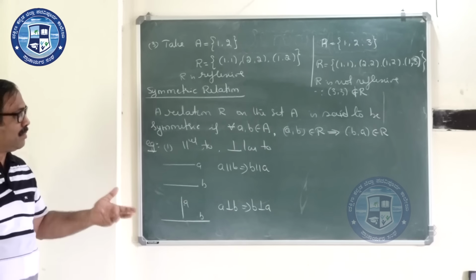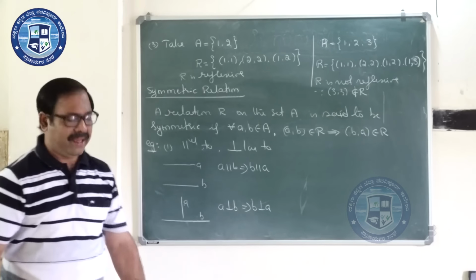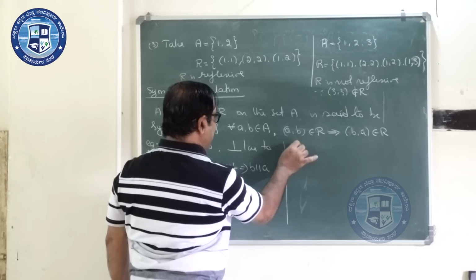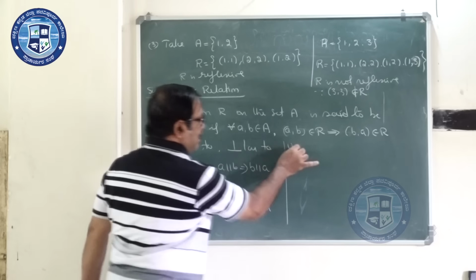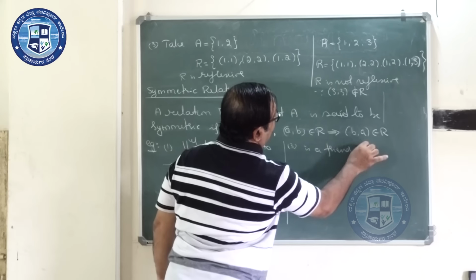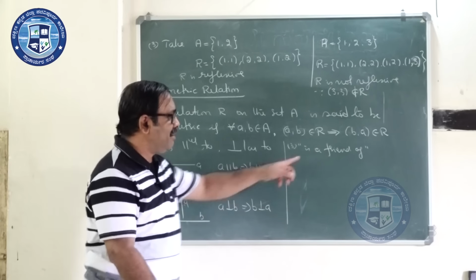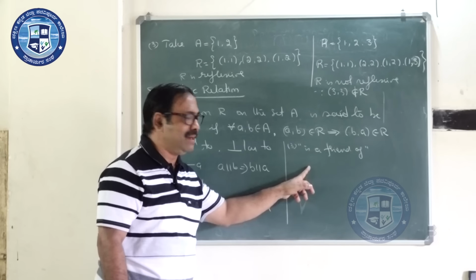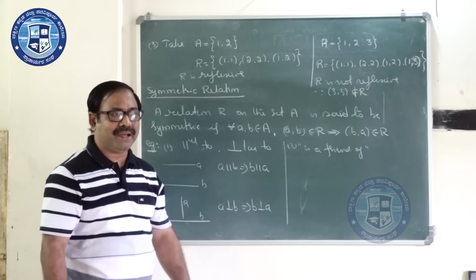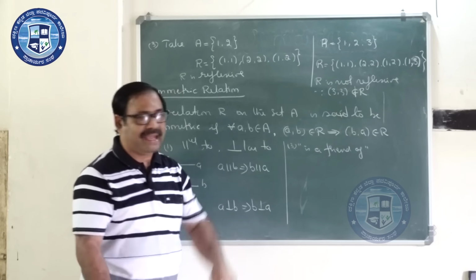So what are you actually proving? a related to b should imply b related to a. I can give you some other simple examples. See, "is a friend of." Is it symmetric? A is a friend of B implies B is a friend of A. It is not symmetric because A is a friend of B, B need not be a friend of A.